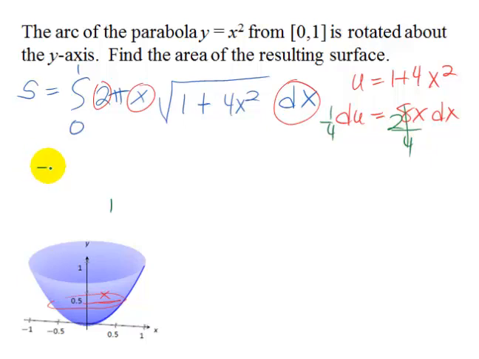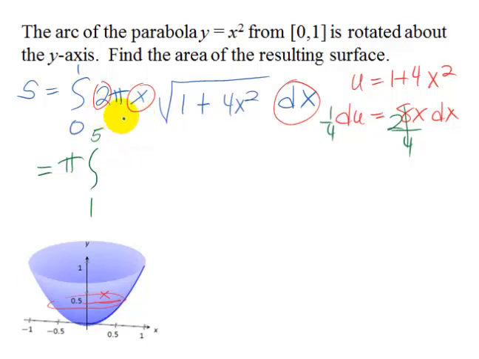So let's go ahead and do our substitution. We'll go ahead and move the pi out in front. Now we need to change our limits of integration to get them in terms of u. So if x is 0, u is 1, and if x was 1, u would be 5.